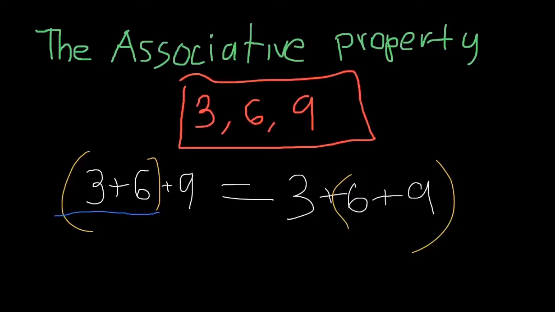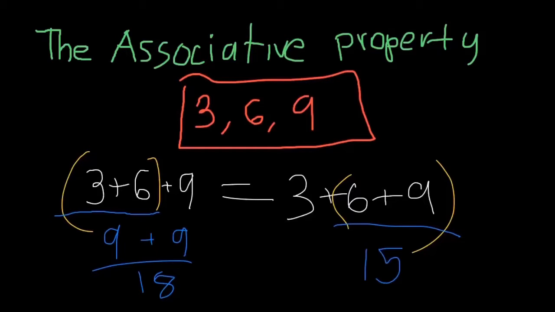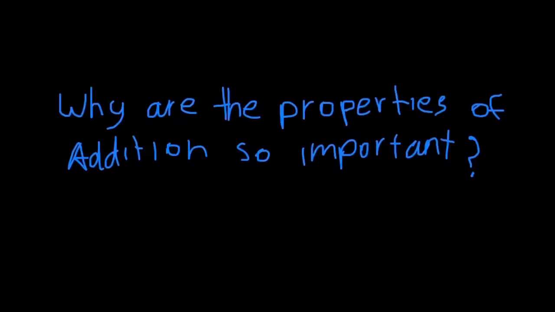Three plus 6 is 9, and 9 plus 9 is 18. 6 plus 9 is 15, and 3 plus 15 is 18. 18 is equal to 18. So it works. Yay!